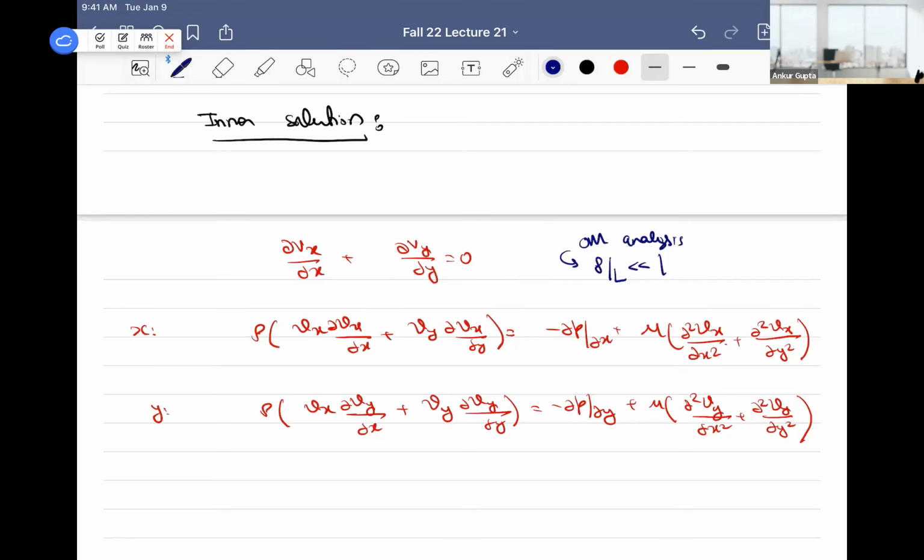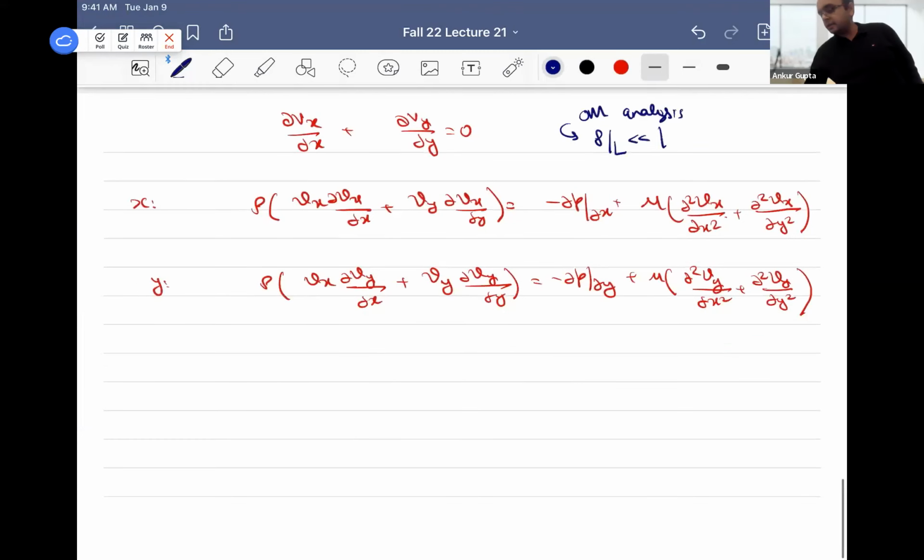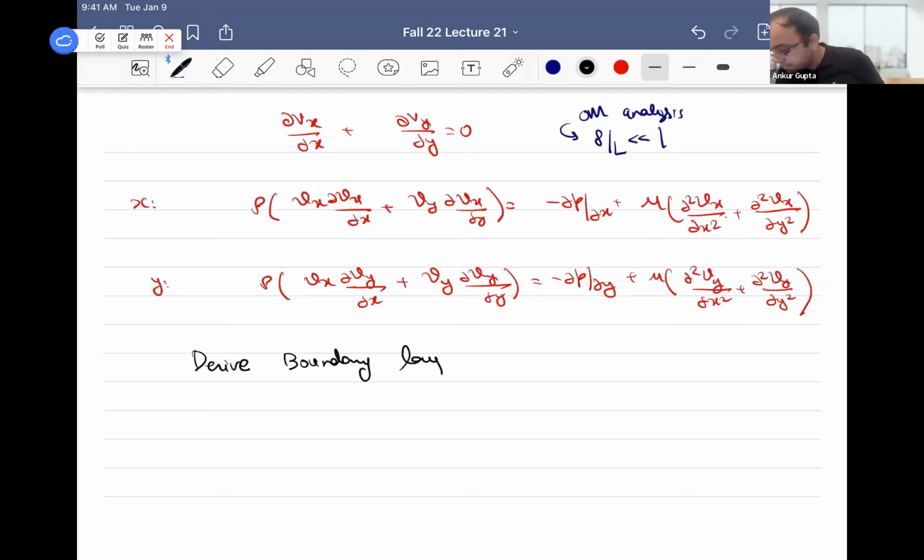All right, let's begin. So 5 minutes are up. Let's start to think about the order of magnitude analysis. We want to derive boundary layer equations, with delta by L smaller than 1.